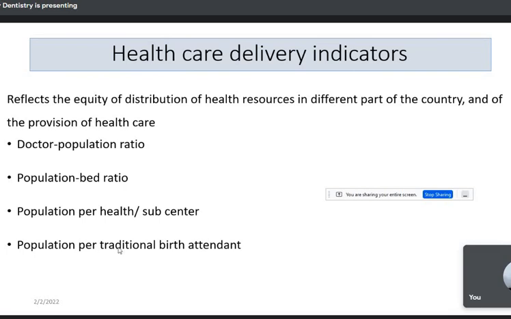So population bed ratio, population per health sub center, population per trained birth attendant. So this shows the delivery of the healthcare services.